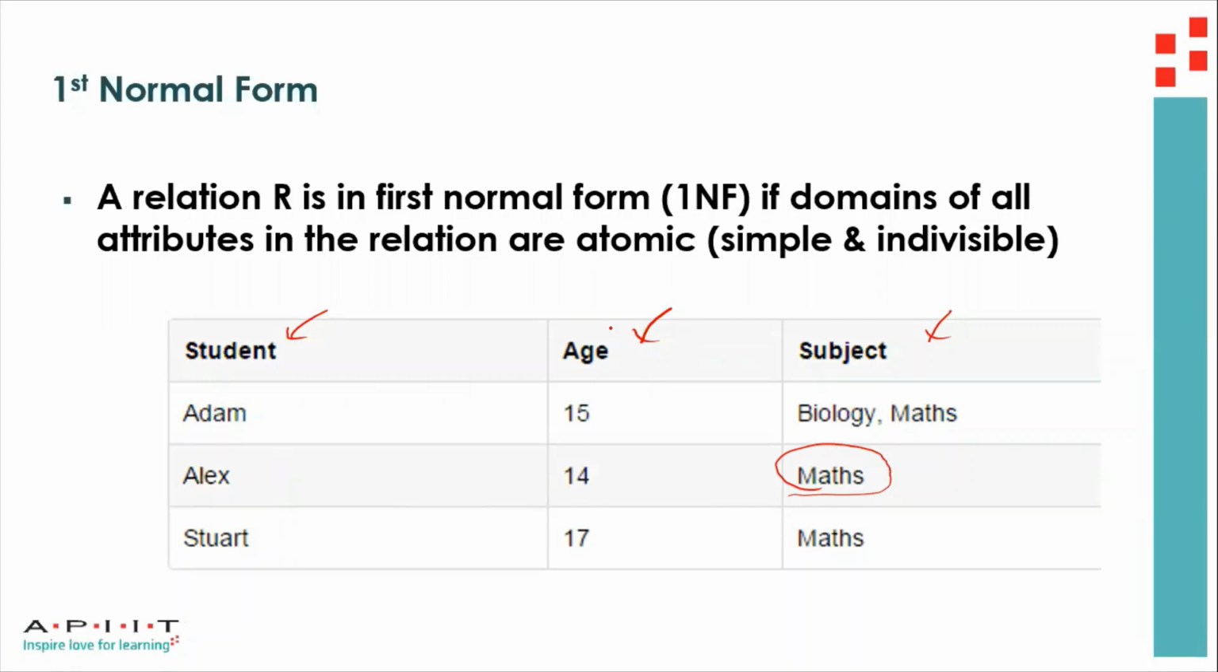Okay, so now what is the next normal form? We can make it the first normal form. That's the idea. So how can we make it a first normal form? Now it clearly says, right?